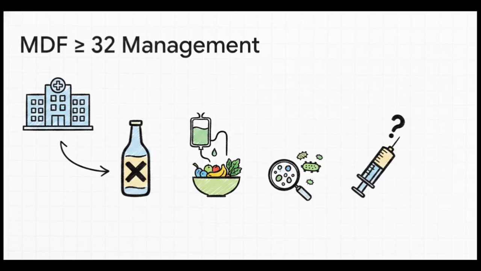But here's the major pivot. For patients with an MDF of 32 or greater, you absolutely must consider corticosteroid therapy, provided, of course, they're appropriate candidates and you've excluded major contraindications.